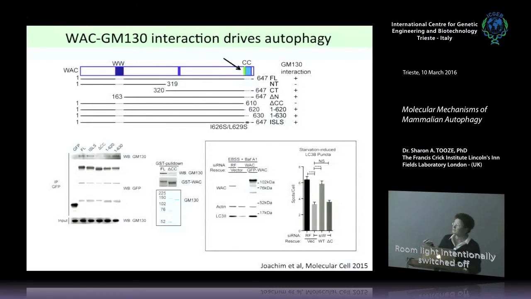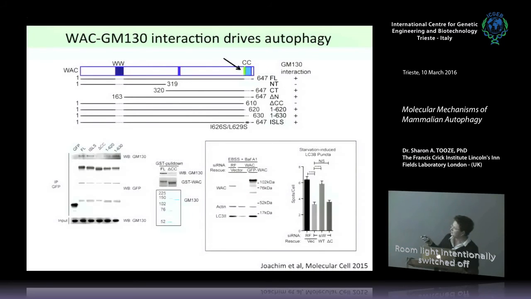But most important, we wanted to show that this interaction of WAC with GM130 was required for autophagy. So there's no point in the two proteins interacting if they actually didn't deliver a functional effect, and we did that by knockdown and rescue experiments. So we knocked down the WAC, and we rescued either with vector or with GFP WAC, and we could show that the LC3 lipidation that was decreased in the WAC knockdown, so this is in the presence of starvation with a lysosome protease blocker, so that the LC3-2 decrease in lipidation in the absence of WAC was rescued when we transfected the full-length WAC, but not rescued when we rescued with the WAC that had the coil-coil deleted.